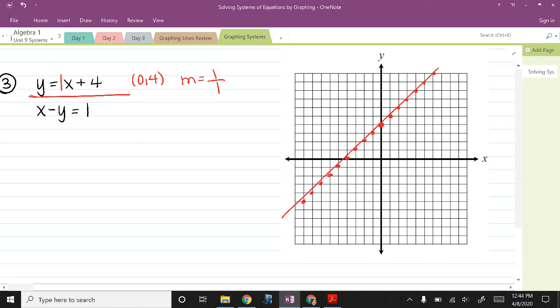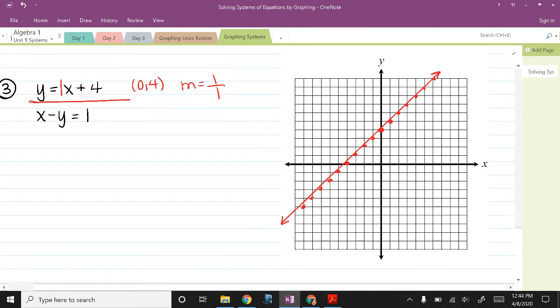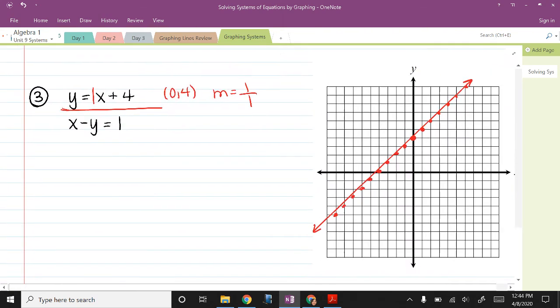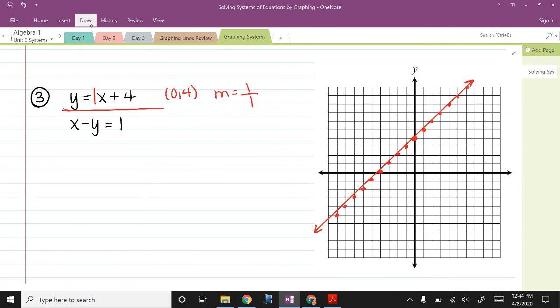All right, something like that. So there's my first line. So I'm going to get my blue pen and do my second line. X minus y equals 1. Well, that one is not in slope-intercept form yet.